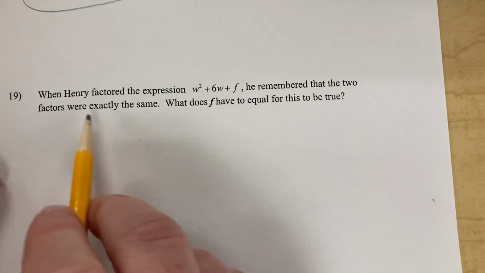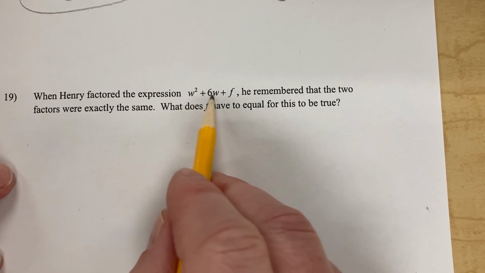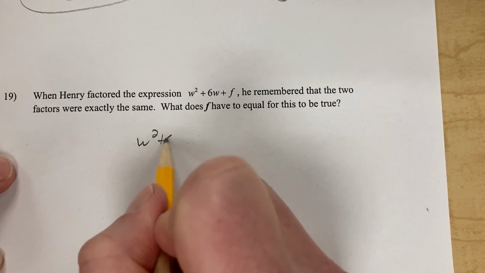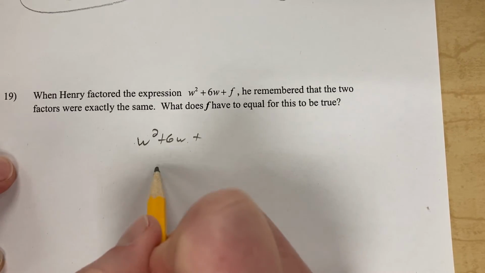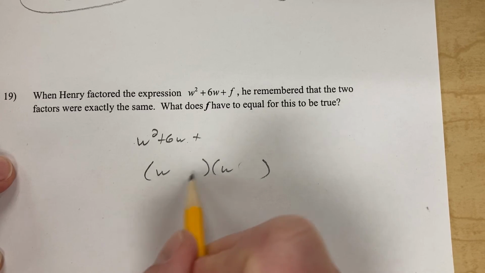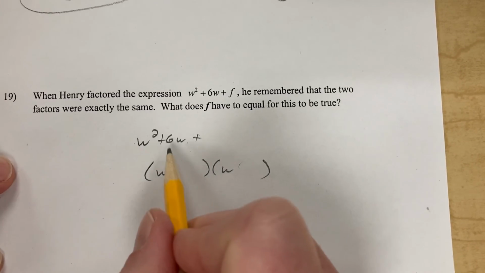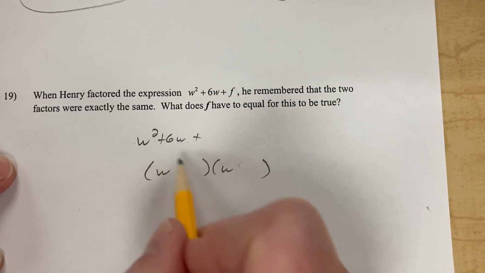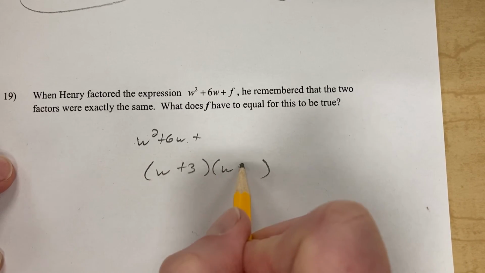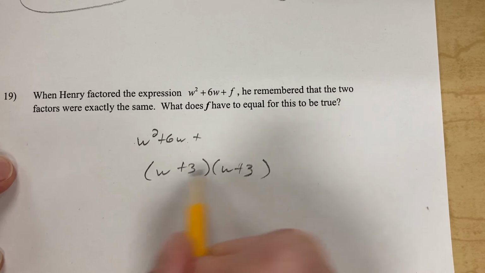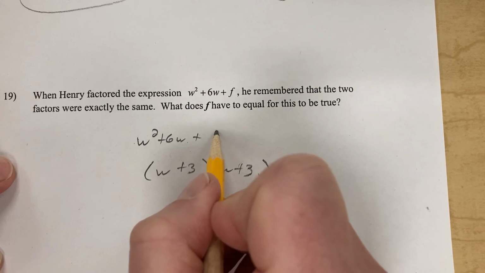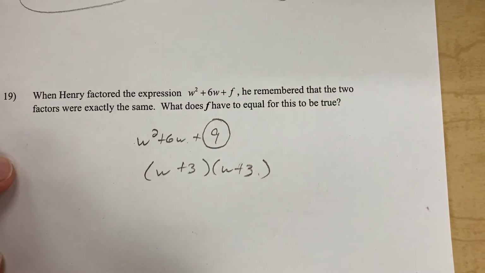Then our last one here says, when Henry factored this expression, he remembered that the two factors were exactly the same. So when he had w squared plus 6w plus this something, it factored into exactly the same thing, the exact same numbers. Well, we know that these numbers have to add to give us the middle. So if these are the same and they add to give us 6, they both must be 3. So we know what the factors were. And if they were both 3, then 3 times 3 would give us 9. That must be the mystery number right there.